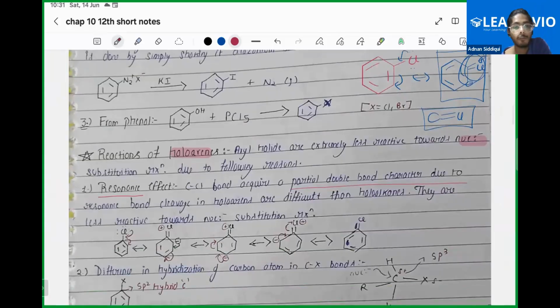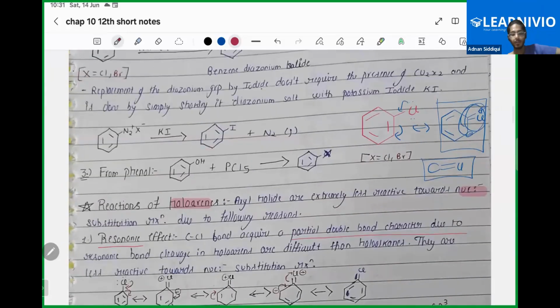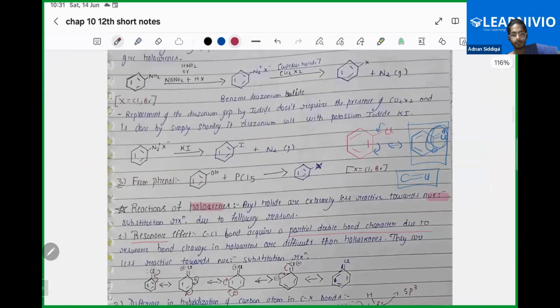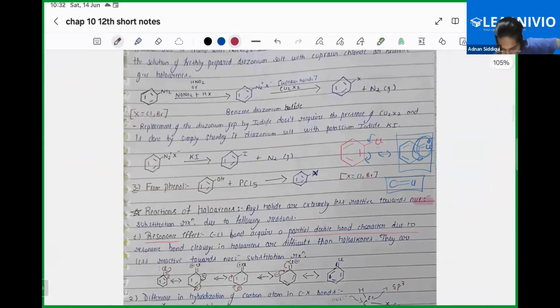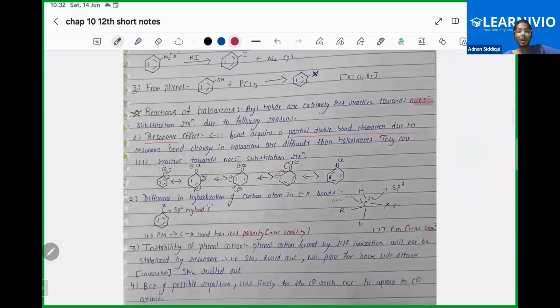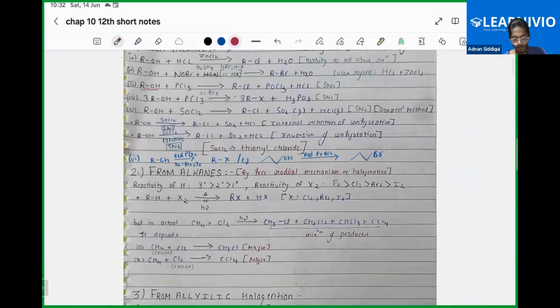The last method is from phenol. If you are adding PCl5 in the presence of phenol, you will get your haloarenes. These are the three methods to prepare haloarenes. Now we will talk about the reactions of haloarenes. Similarly, like this. Here, we did what?